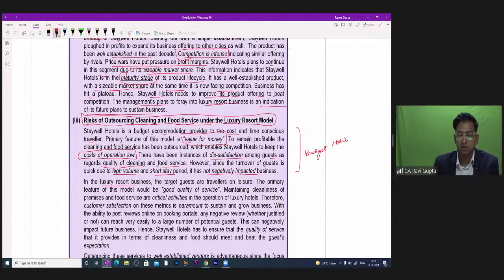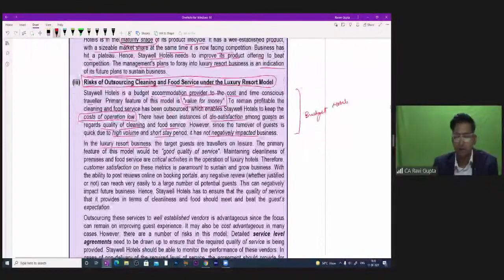But in a luxury resort business, the target guests are the travelers on leisure. The primary feature of this model would be good quality services. It was value for money, and this is a good quality of service. Maintaining cleanliness of premises and food services are the critical activities in the operation of luxury hotels. So you have to maintain cleanliness, and your food services should be very good. So these are the very critical activities. Therefore, customer satisfaction on these metrics is paramount to sustain and grow business.